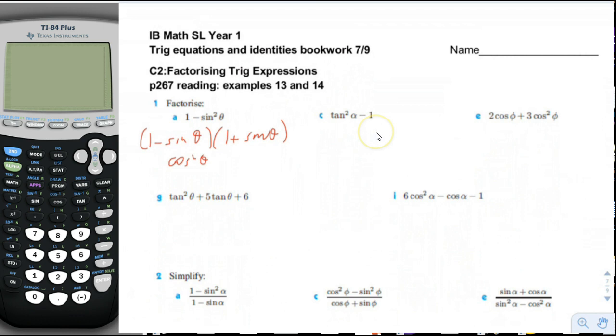Tangent squared alpha minus 1 is equal to, this is a squared minus b squared again, so it's tangent of alpha plus 1 times tangent of alpha minus 1. Now this last one, we would factor out a cosine phi. That'll give us 2 plus 3 cosine of phi.